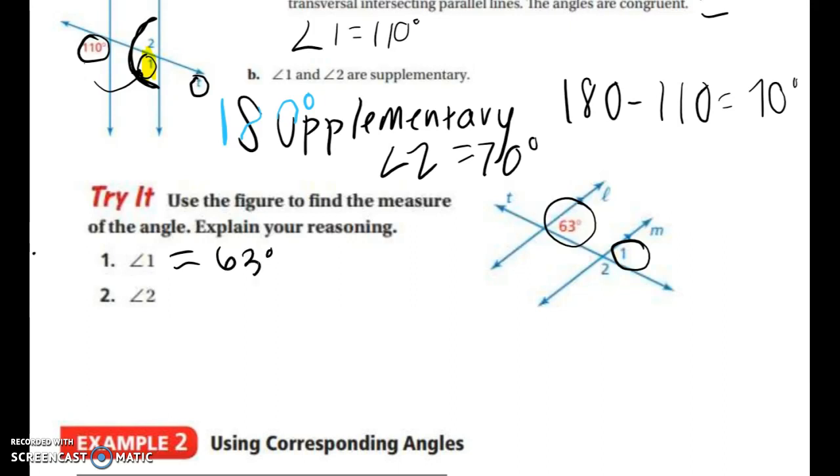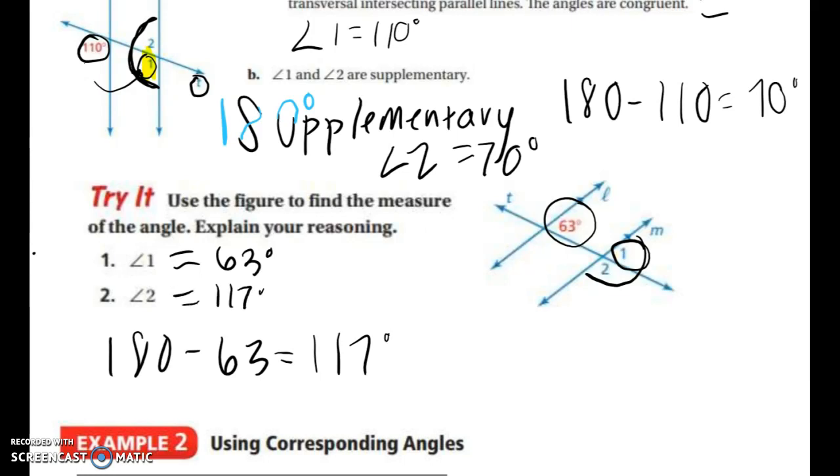Now we're going to use our supplementary angles, angle 1 and angle 2, to figure out what angle 2 is. We have 180 degrees minus 63, and that equals angle 2. That's 117 degrees. So angle 2 equals 117 degrees.